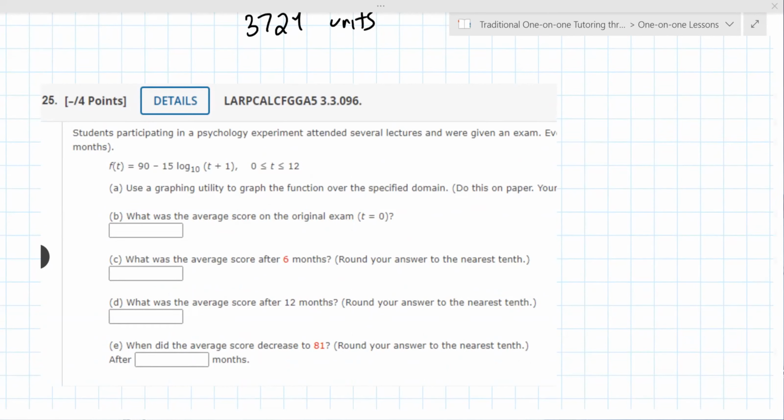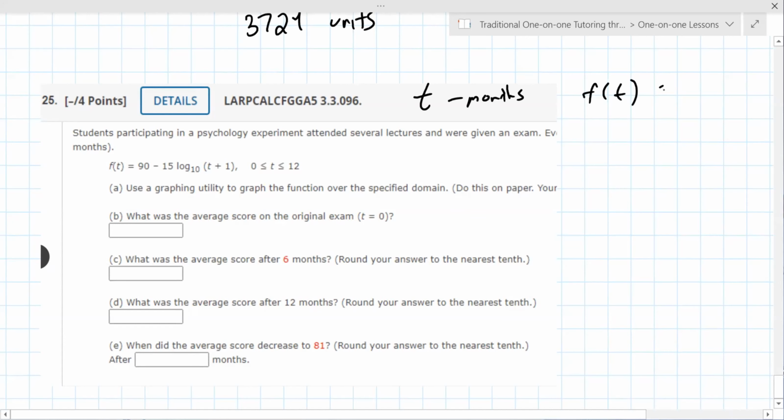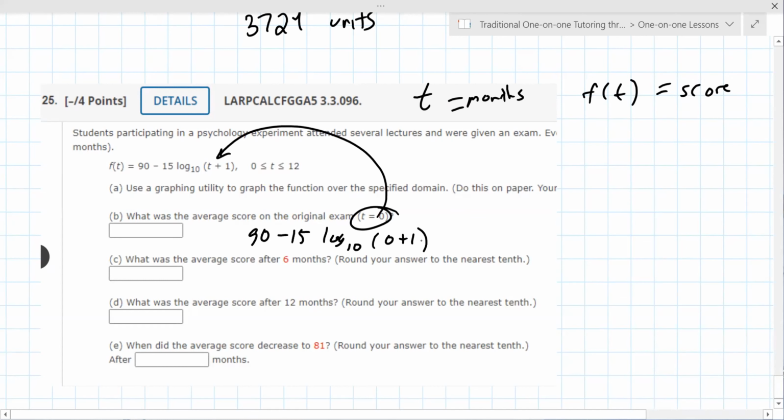Does it tell you? T is the number of months. And f of t is the score, I'm guessing. Yes. Okay, so what was the average score in the original exam? T equals 0. So they're saying put 0 into here. So it's 90 minus 15 log base 10 of (0 plus 1). This ends up equaling 90.